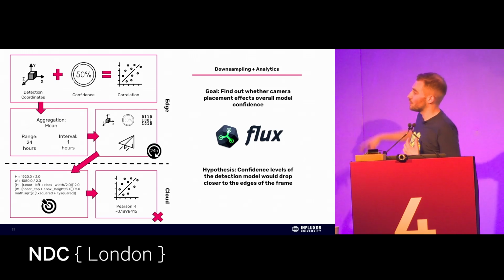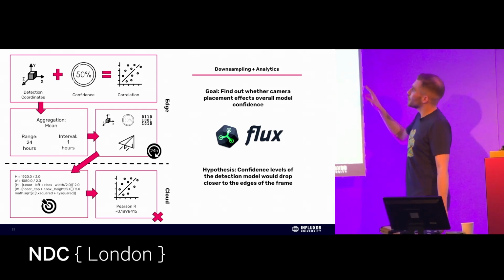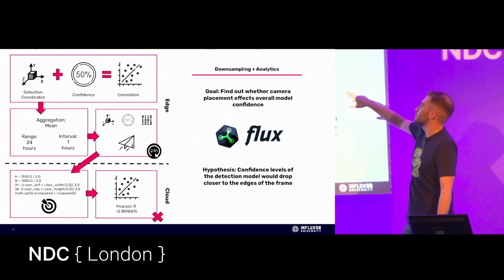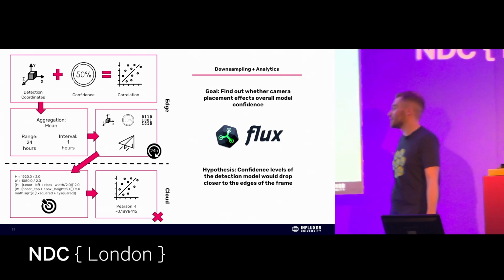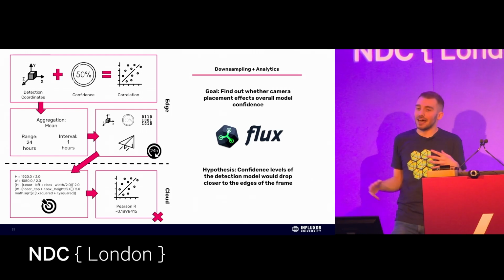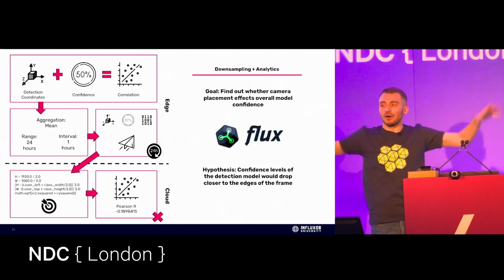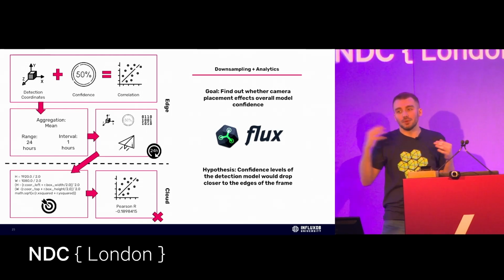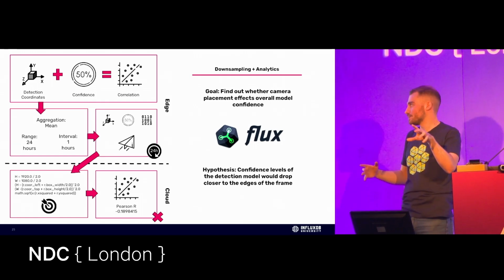So here was a sketch of what I was trying to do. My goal was to find out whether the camera placement affects the overall model confidence. And my hypothesis is that if your detection is in the outer box of the frame, it would have a lower confidence than at the center point.